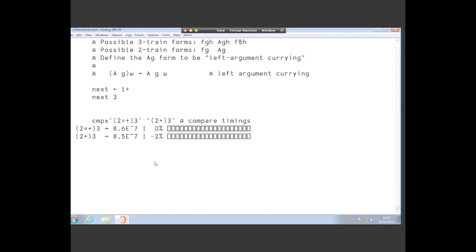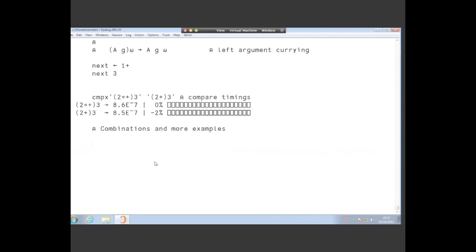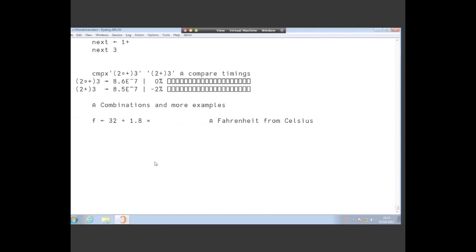So here's some more examples of trains in general, some combinations. Here's one. There's a train, and what the parser goes along and says is, this is a 3 train. So this is the FBH form. And then there's a 2 train here, which is the left argument currying. So this is a slick expression, Fahrenheit from Celsius. And here's some well-known Celsius temperatures converted to Fahrenheit.